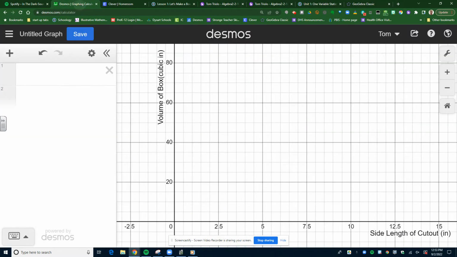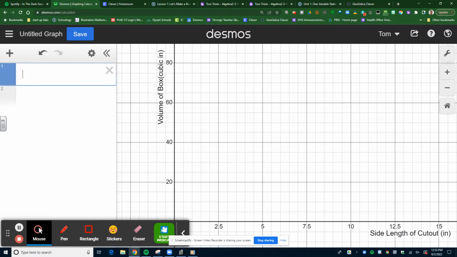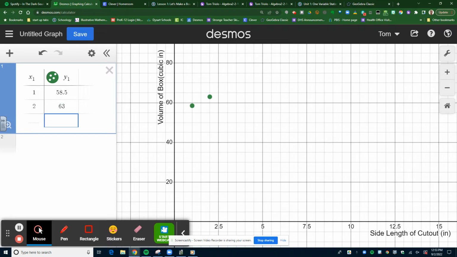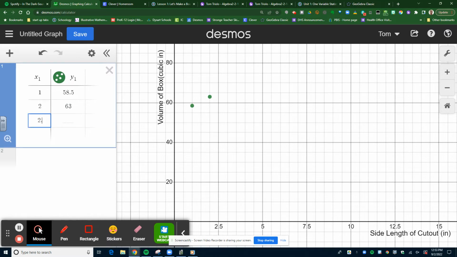So let's go over here. Make a table. Somebody help me out. The 1 was 58.5, right? Okay, watch what happens. There it is, graph. And then the 2 was 63, sorry. 63. We had 2.5, right? 2.5 was 50 something? 52.5, and then we had 3.5 and 14.